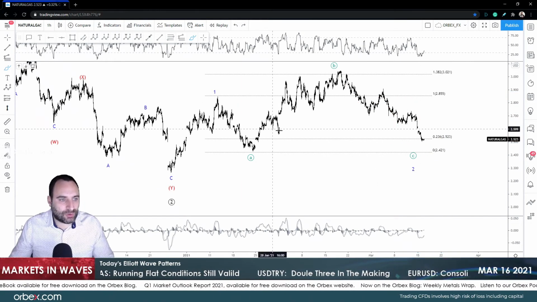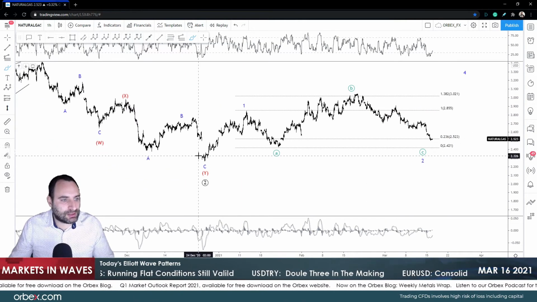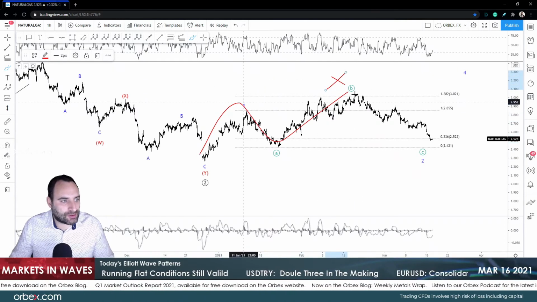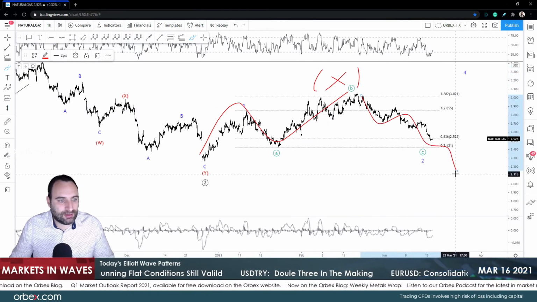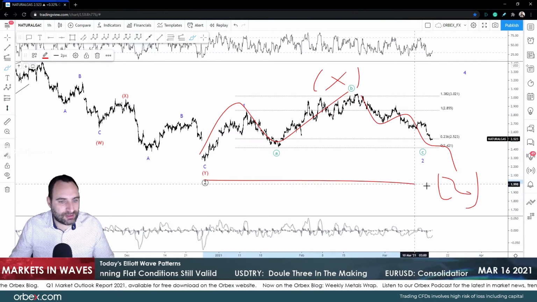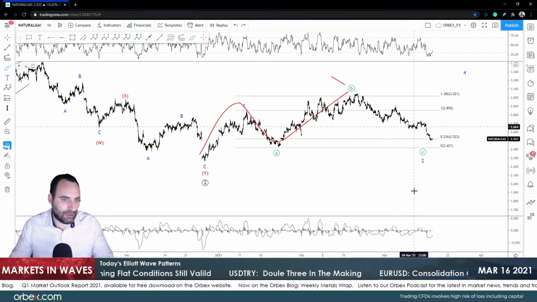Or the other scenario, of course, guys, is that this is an ABC, so this is another X over here. And then this is going to be another correction for wave Z, and this is where wave 2 ends in the primary degree.